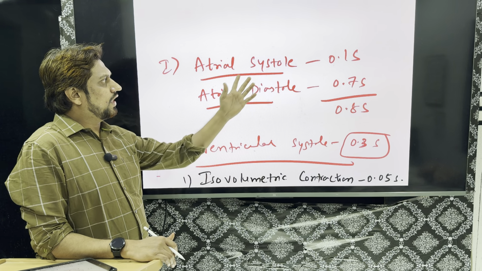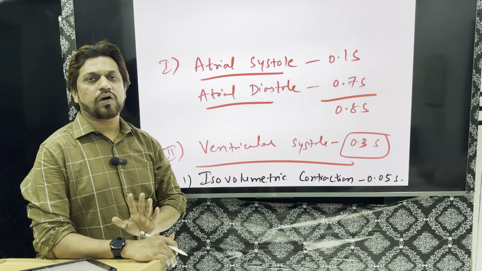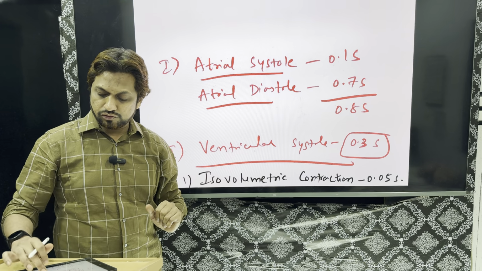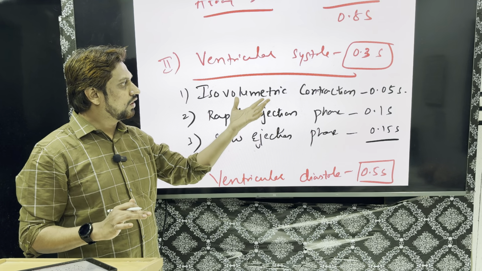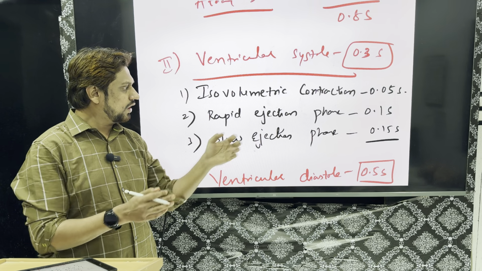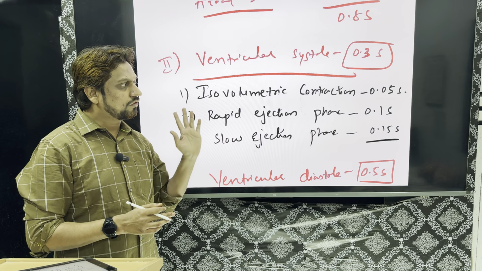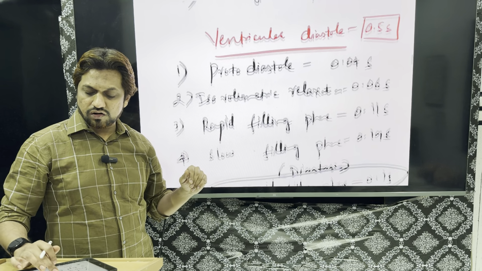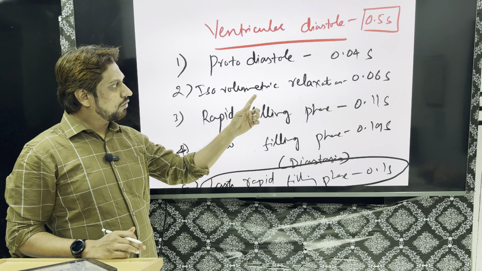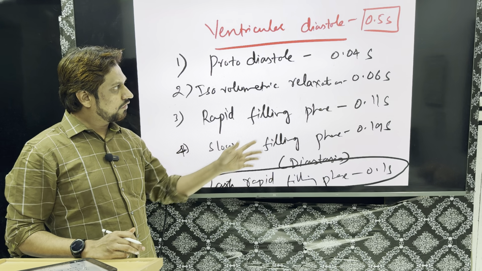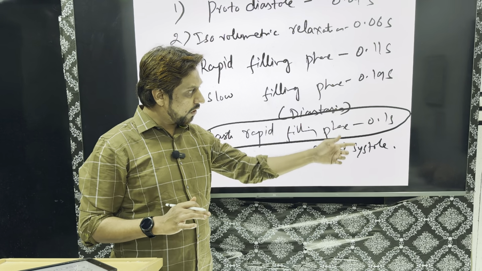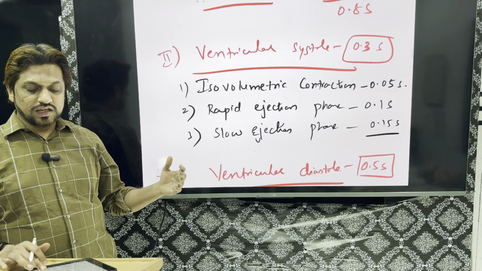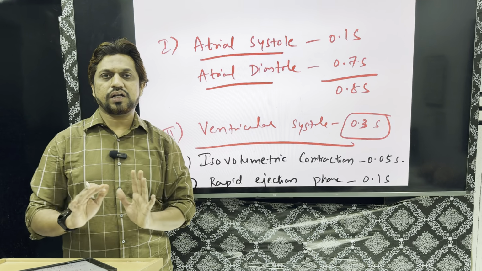Atrial systole 0.1 second, atrial diastole 0.7 second. Ventricular systole 0.3 second, ventricular diastole 0.5 second. Ventricular systole has these three phases: isovolumetric contraction period, and ejection phase, rapid and slow ejection phase. Then we have ventricular diastole: protodiastole, isovolumetric relaxation phase, rapid filling phase, slow filling phase. The duration we have mentioned, and this last filling phase, which is of 0.1 second, coincides with the atrial systole of 0.1 second, right?